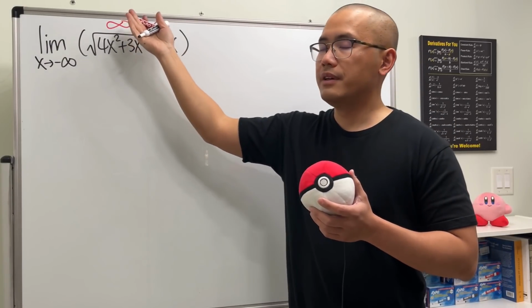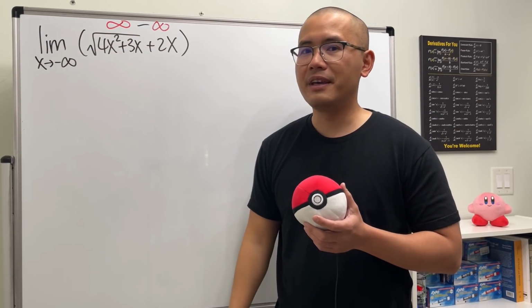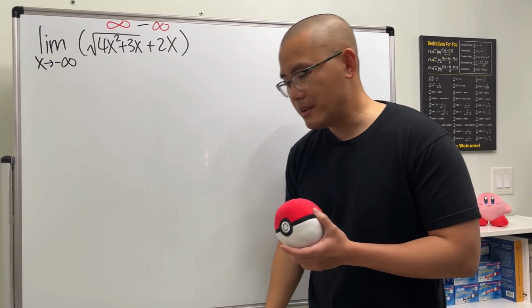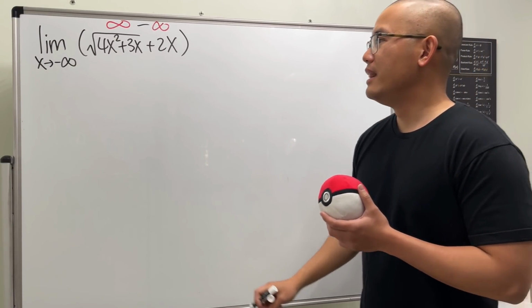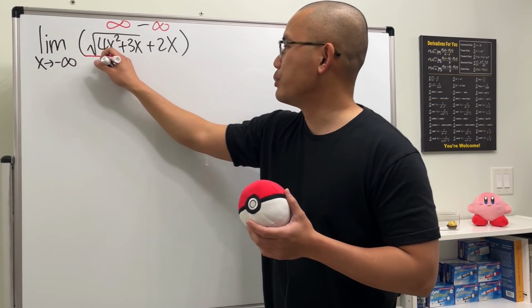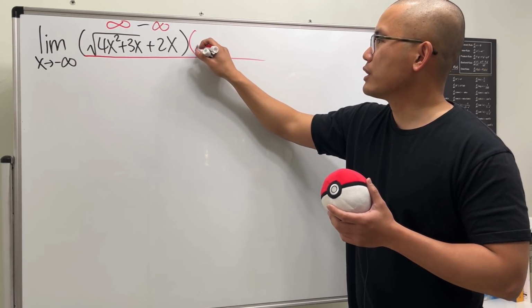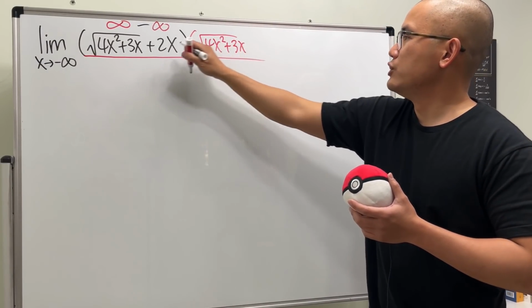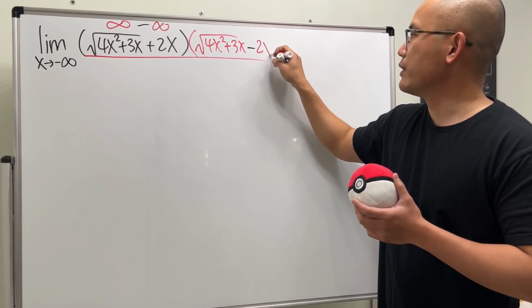So here we have my infinity minus infinity case. We cannot say the answer is 0. We don't know. It could be, but we have to do more work. Let's use the conjugate again, just like the previous one. So let's go ahead, multiply the top and bottom by 4x squared plus 3x, and then change the plus to a minus, and then we have the 2x.